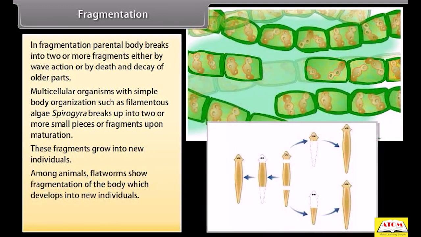Among animals, flatworms show fragmentation of the body which develops into new individuals. Fragmentation is found in algae such as Spirogyra.